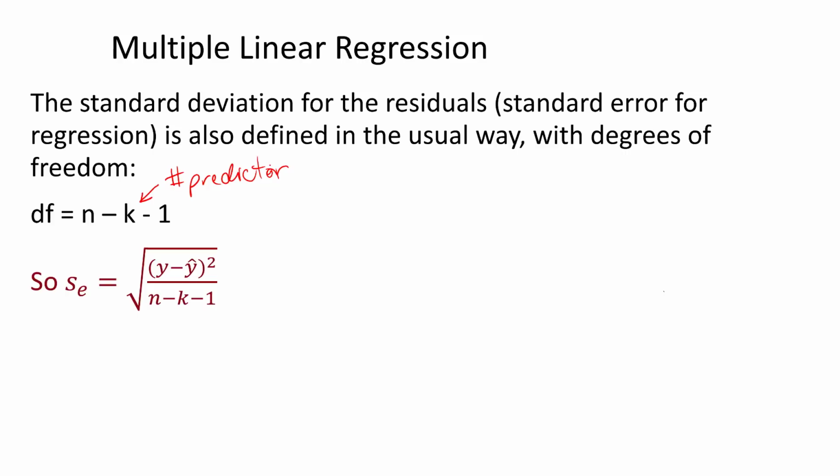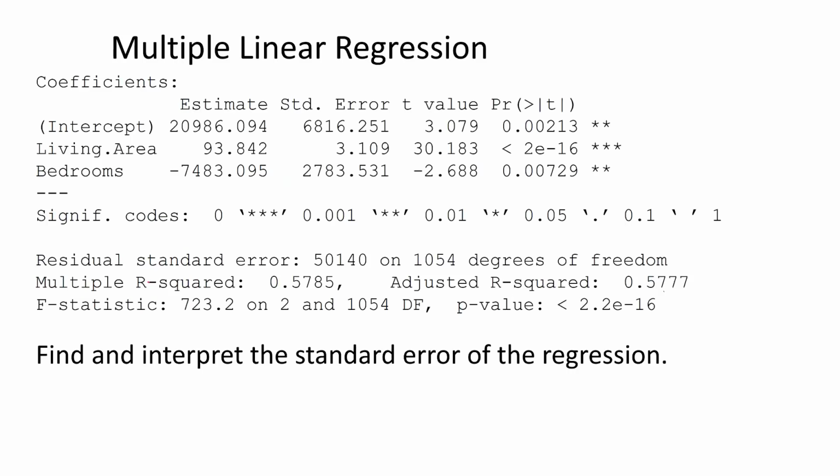And then the standard error is defined in the same way that it was before. So it's the square root of, I forgot my summation, the sum of those residuals squared divided by the degrees of freedom and then square rooted. So it's defined the exact same way that it was in simple linear regression. And of course, we're going to let R calculate it for us. So let's find and interpret the standard error of this regression. It's right here. It's $50,140.